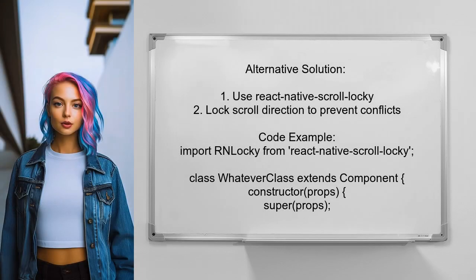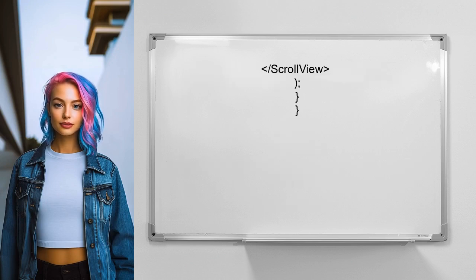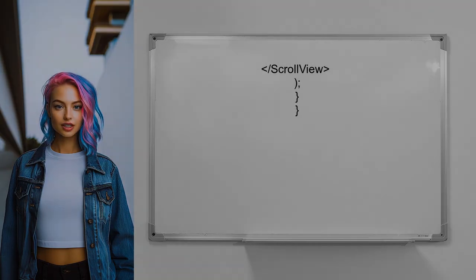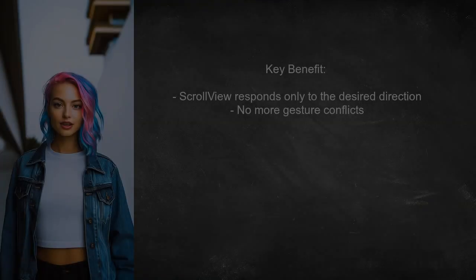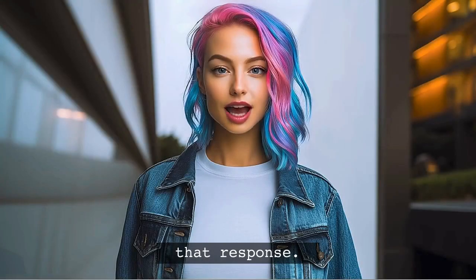An alternative solution is suggested by another user. They recommend using a utility called React Native Scroll Locky. This library allows you to lock the scroll direction of your scroll view, preventing conflicts between horizontal swiping and vertical scrolling. With this approach, the scroll view will only respond to the specified direction, eliminating confusion between the two gesture handlers. That's it for that response. Let's explore another one.